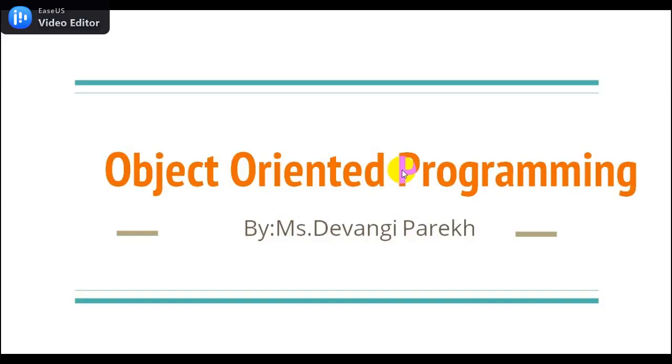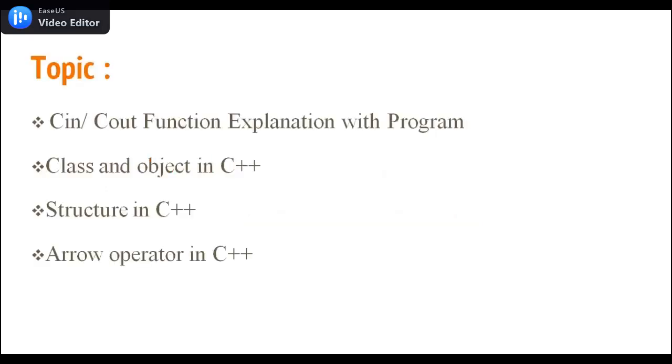In the previous video of object-oriented programming, we have seen some basic features related to object-oriented programming, and we have also seen the scope resolution operator. So in today's video of object-oriented programming using C++, I am going to discuss the basic functions related to input and output, which are known as Cin and Cout. I am going to discuss the class and object concept using one program, and we will see the structure and arrow operator in object-oriented programming.